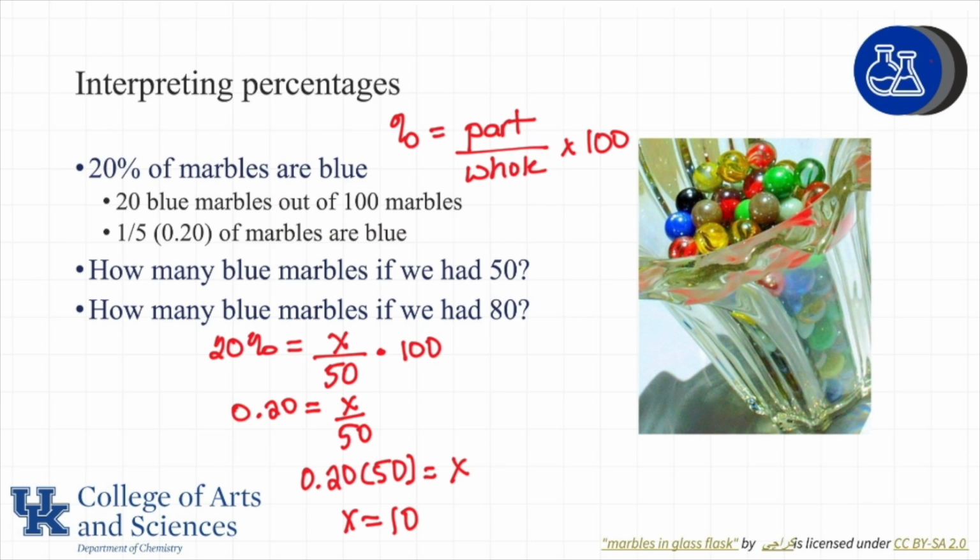We can do something similar when we look at the next example where we talk about 80 marbles. We know 20% equals X over 80 times 100 because 80 is the whole and we're looking for the part. X equals 16.